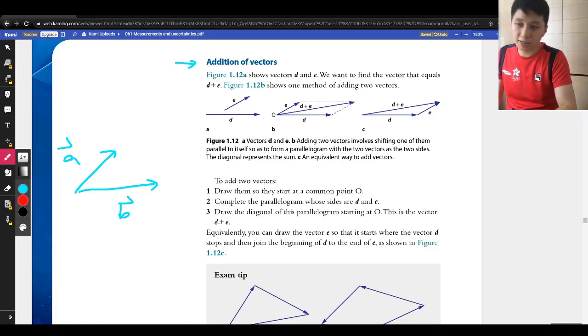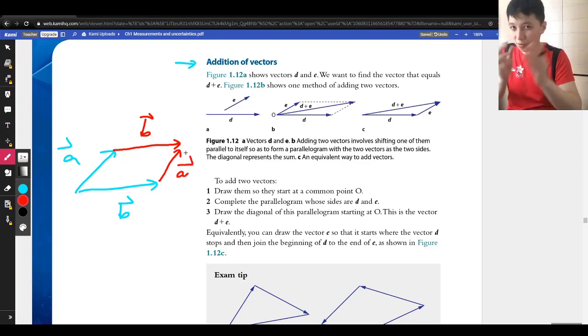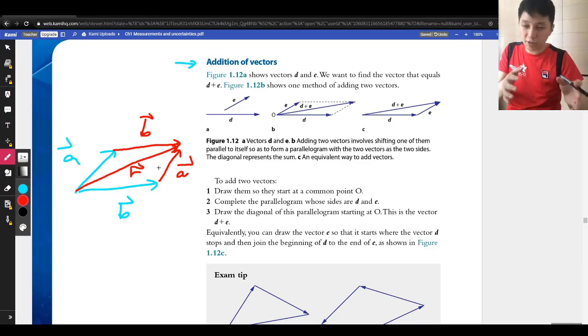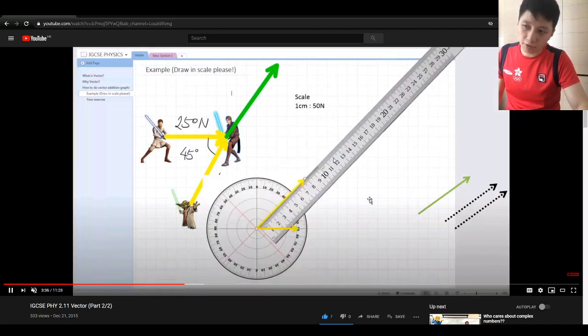What you learn in IGCSE is that you were told to draw a parallelogram by translating this vector here and translating the vector A to here, and using the ratio and also the ruler and protractor, and then you draw a resultant vector like this, and then you can use the ratio to calculate back the magnitude of the resultant. If you want to revisit that, I actually have a video about this, so I'll put the link in the description and you can go and check it out. I'll show you how you can do it with ruler and protractor.